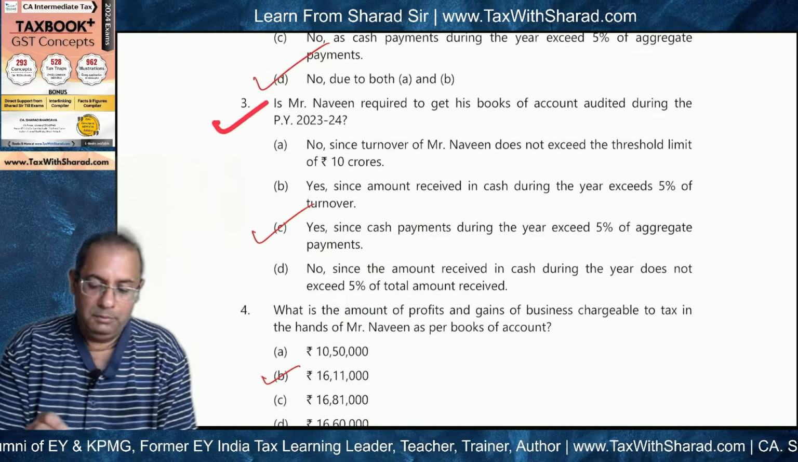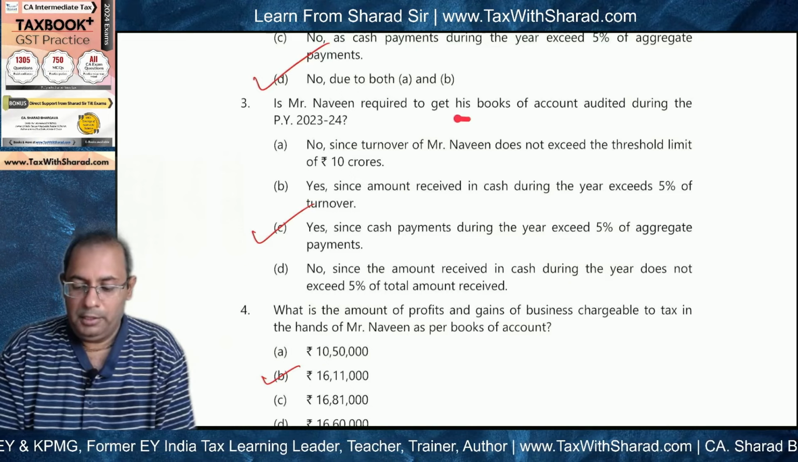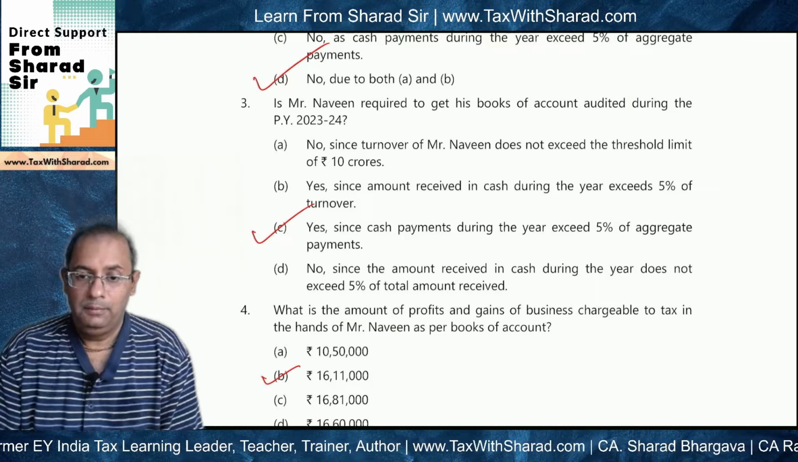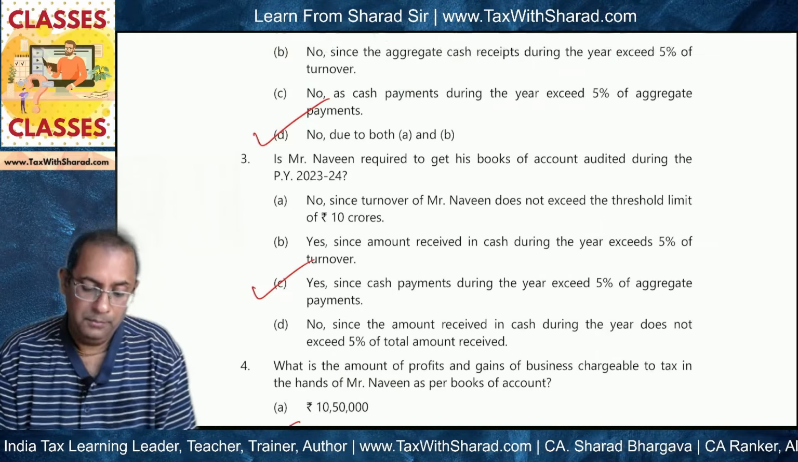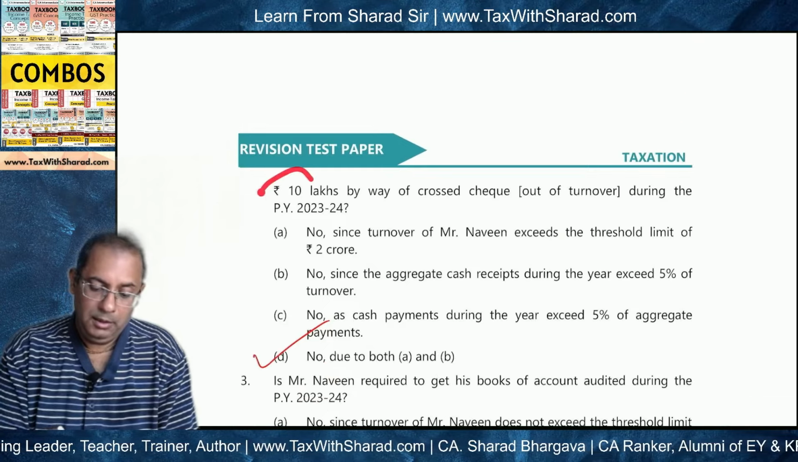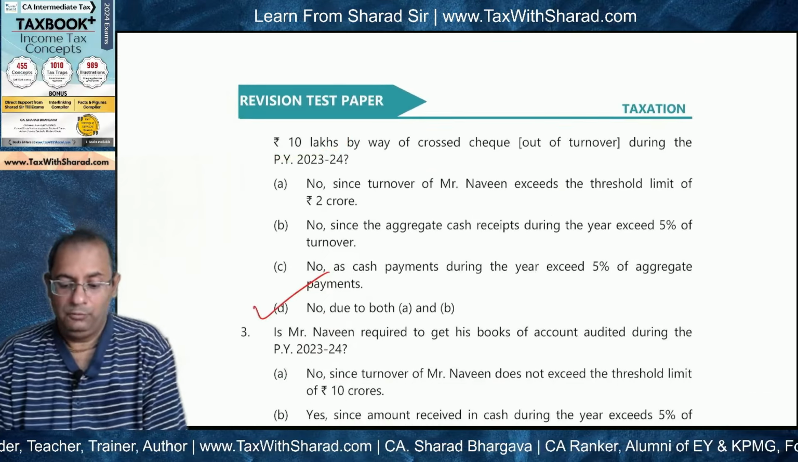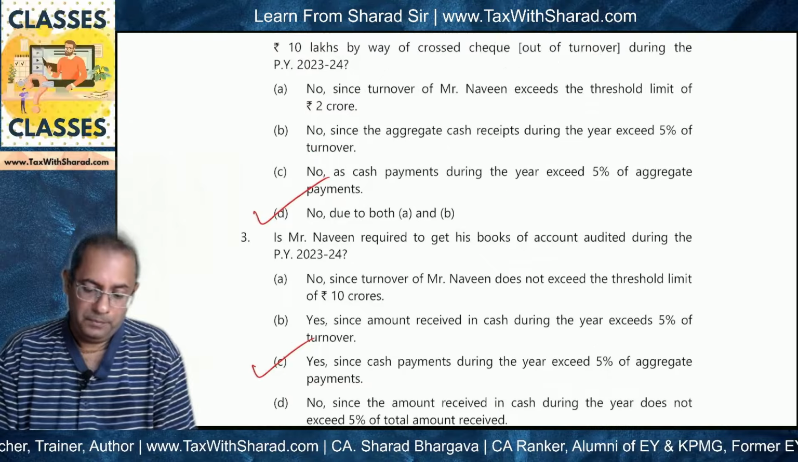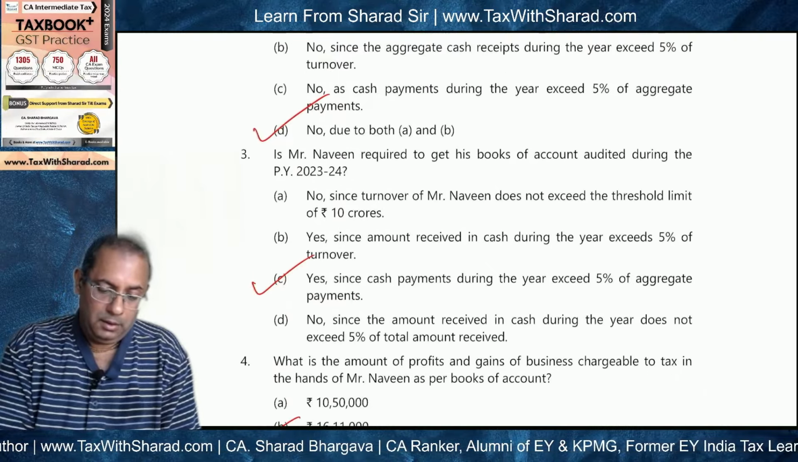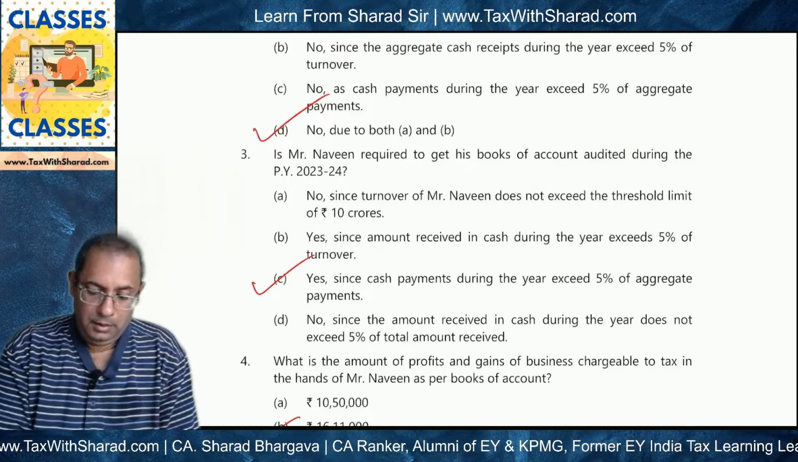Now we move to MCQ number 3. Is Mr. Naveen required to get his books of accounts audited during the previous year 23-24? Books of accounts audited with section 44AB. And for MCQ number 3, we need to continue with the same assumption that 10 lakh additional has been received by way of cross check. Okay. And the correct answer is C. And how is the correct answer arrived at?